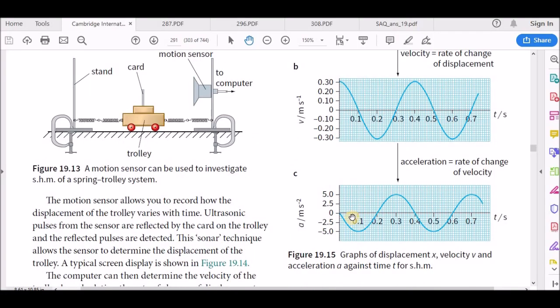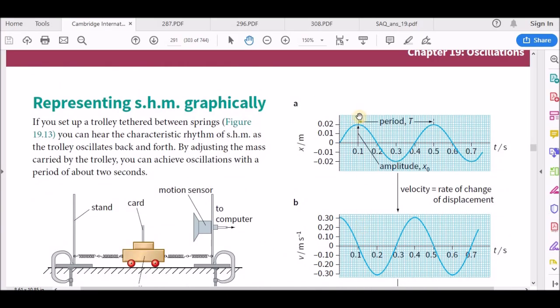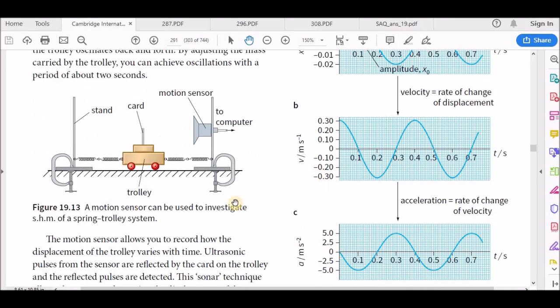One more point, very important. The acceleration is maximum when the displacement is maximum, positive or negative, because the springs are compressed or extended maximum at the extreme points where the velocity is 0. So when the velocity is 0 there is an acceleration. Even though this is at a momentary stop, the speed is 0, still there is an acceleration. And the acceleration is maximum when the velocity is 0.